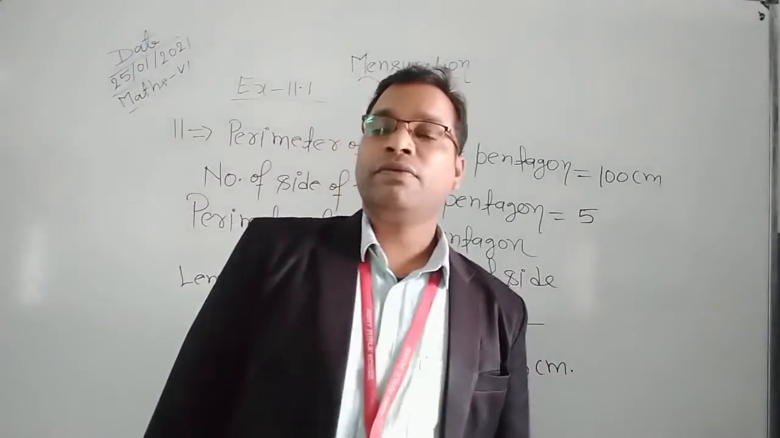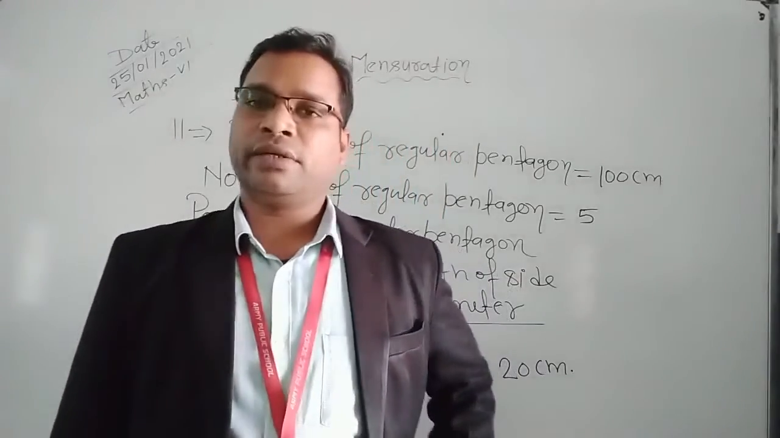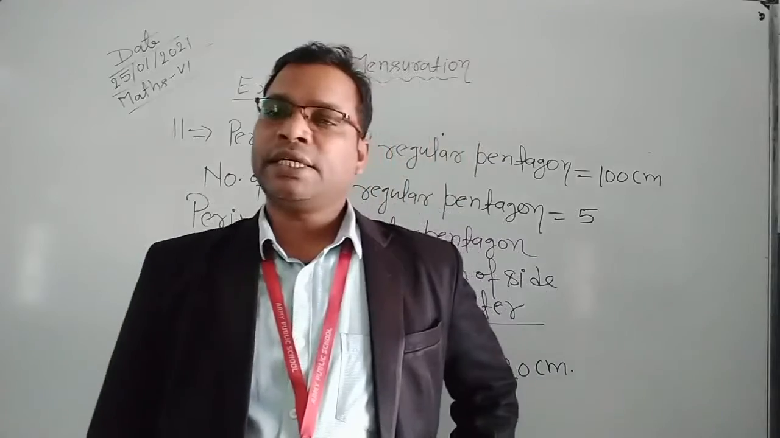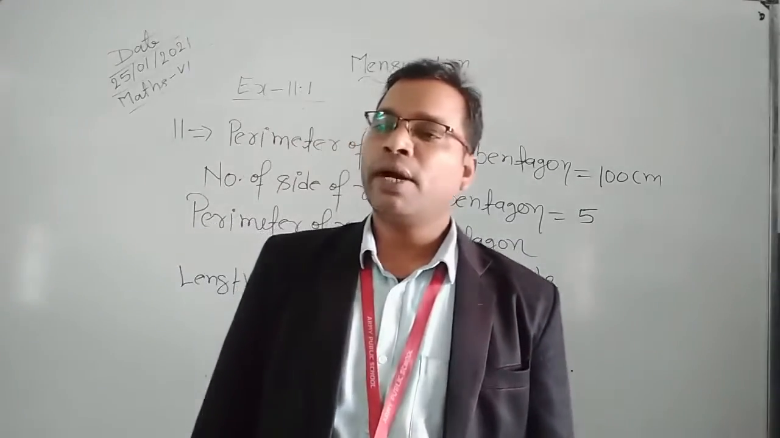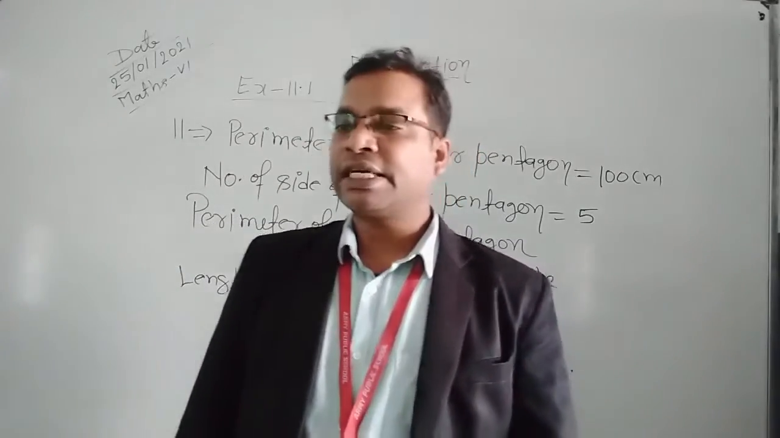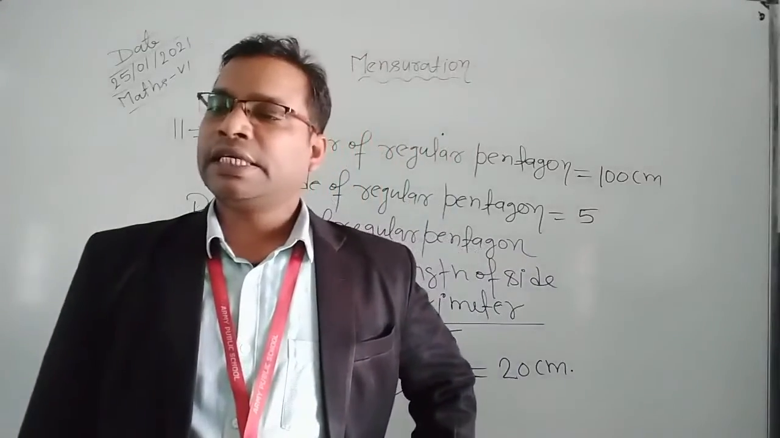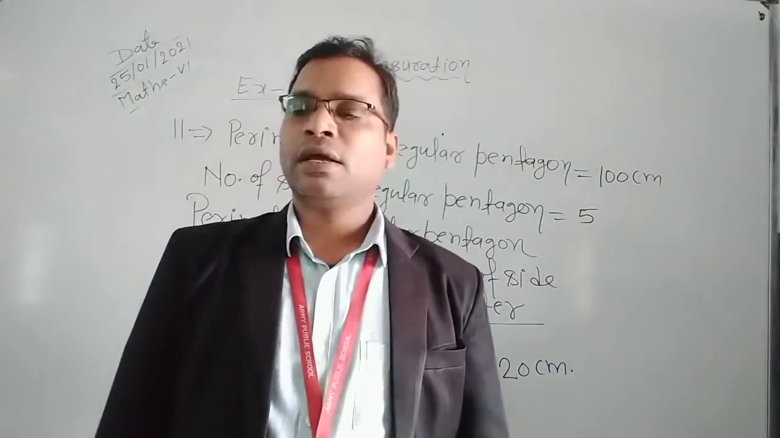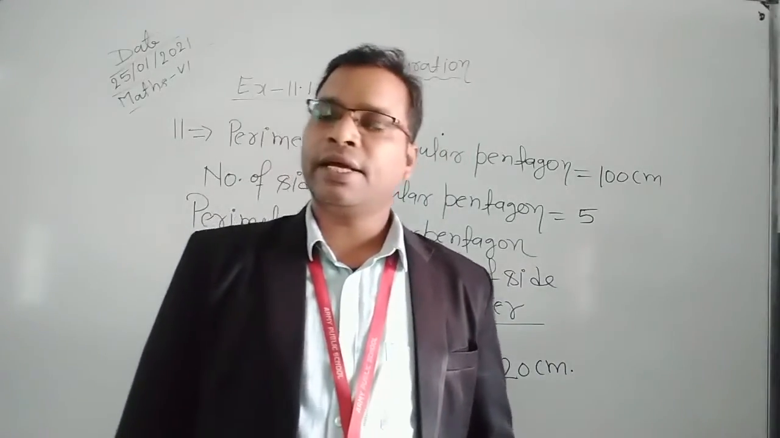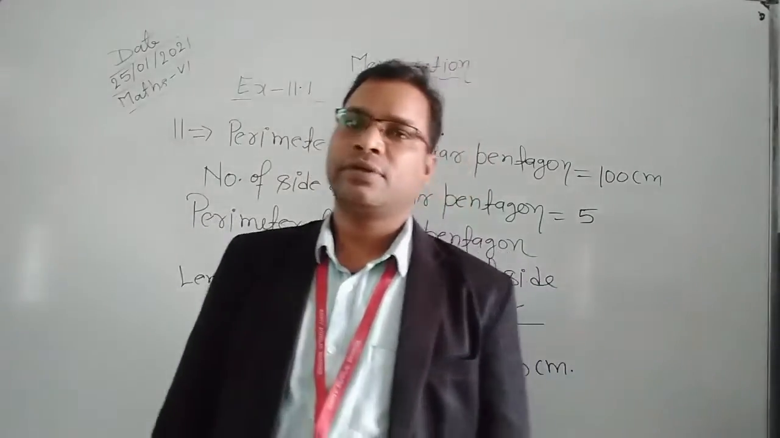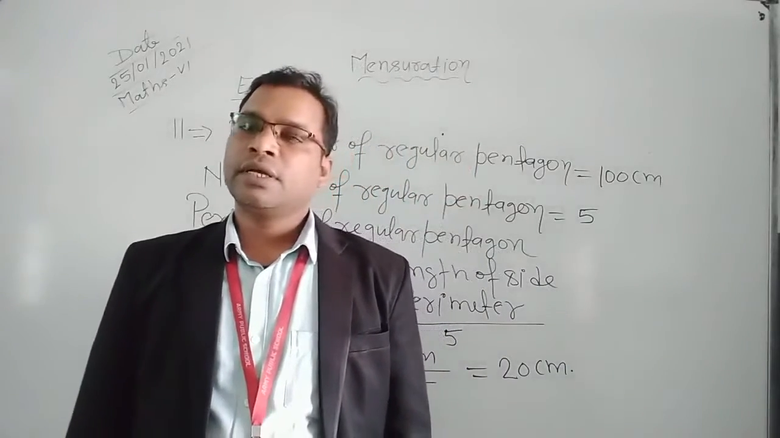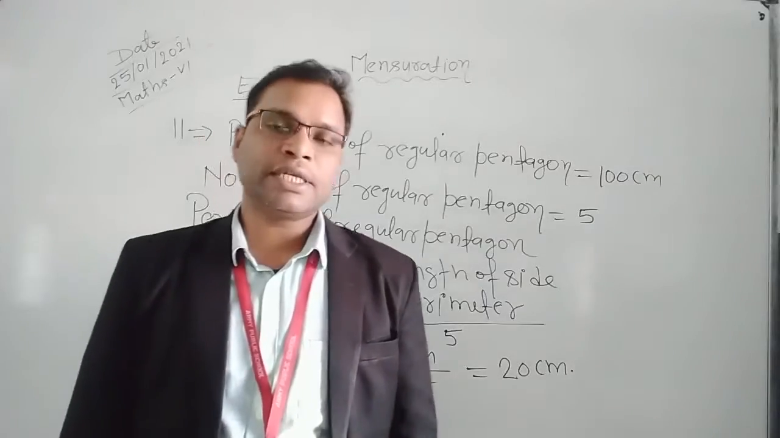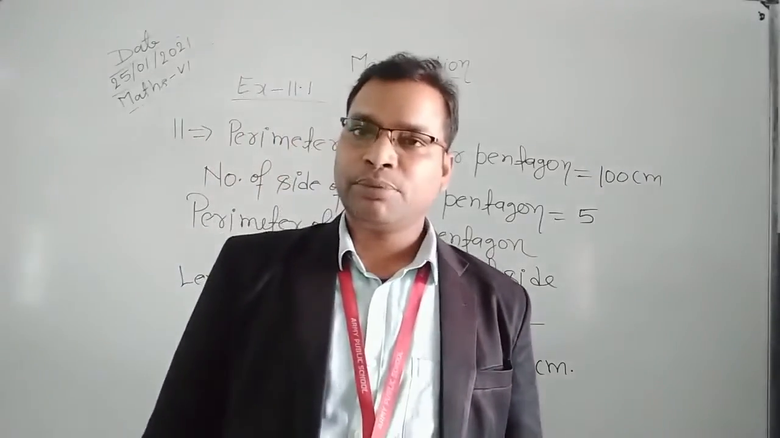Now we are going to discuss question number 12. Question number 12 has a piece of string 30 centimeter long. What will be the length of each side if the string is used to form a square, an equilateral triangle and a regular hexagon? Okay, so students, first you can see here the length of the string is 30 centimeters.